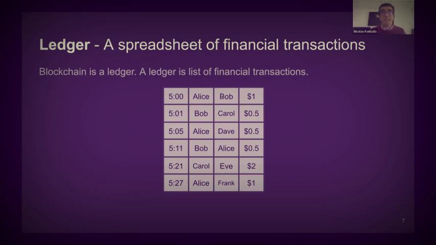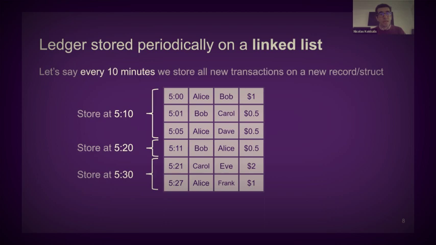It's a list of financial transactions. At 5 p.m., Alice gave to Bob $1. At 5:01, Bob gave to Carol $0.50, and so on and so forth. They are transactions, and they have a timestamp.